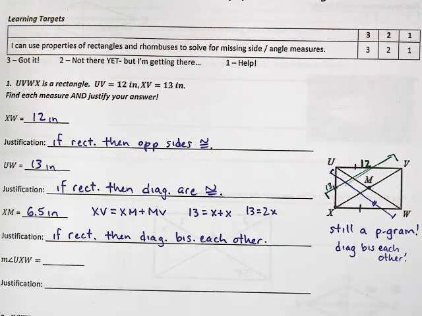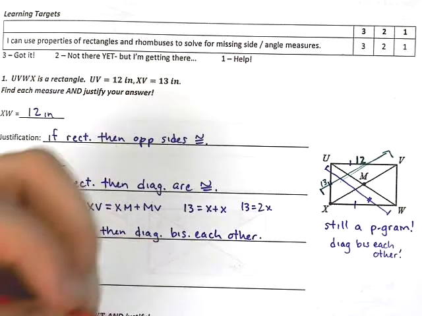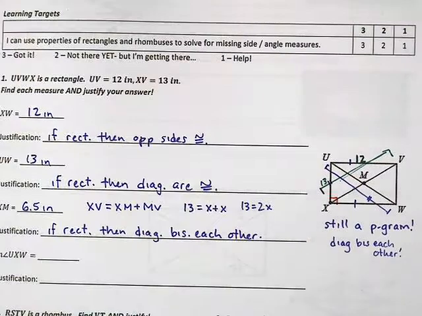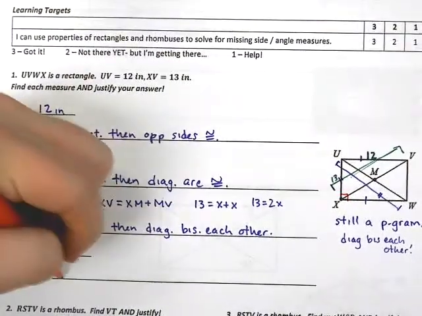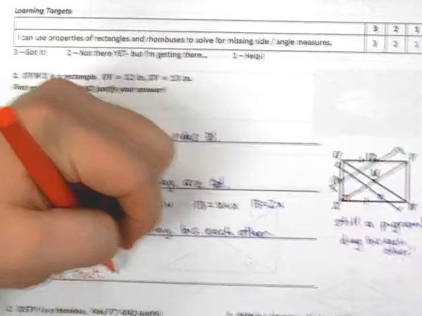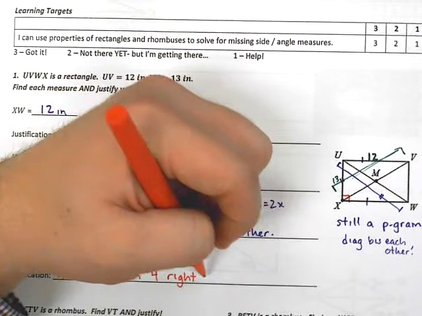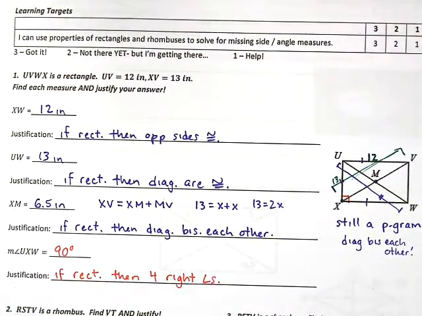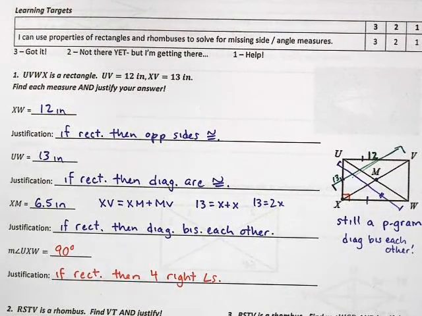All right, last one. UXW. We want the angle. Let's maybe change colors. So we want UXW. We have to remember that in a rectangle, what do we have? We have 4 right angles. So I know that UXW is 90 degrees. And why is it? Because if rectangle, then 4 right angles. Okay? So again, we're using all of the properties that we've learned about, we're seeing how they fit, and we're setting up an equation to solve.